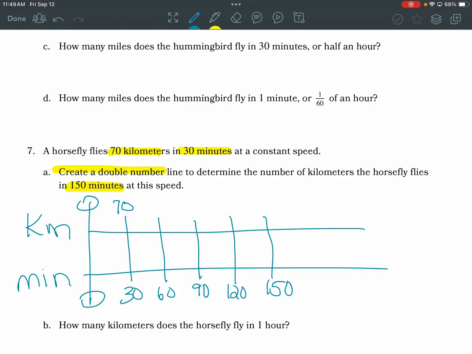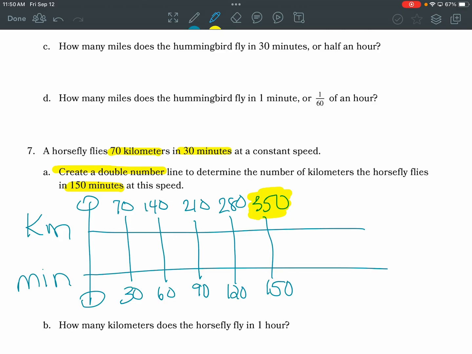Okay, do you know the multiples of 70? It's just 7 with a 0 behind it. So 7, 14 with a 0, 21 with a 0, 28 with a 0, 35 with a 0. Make sense? All right, so how many kilometers is it with 150 minutes? 350 kilometers.